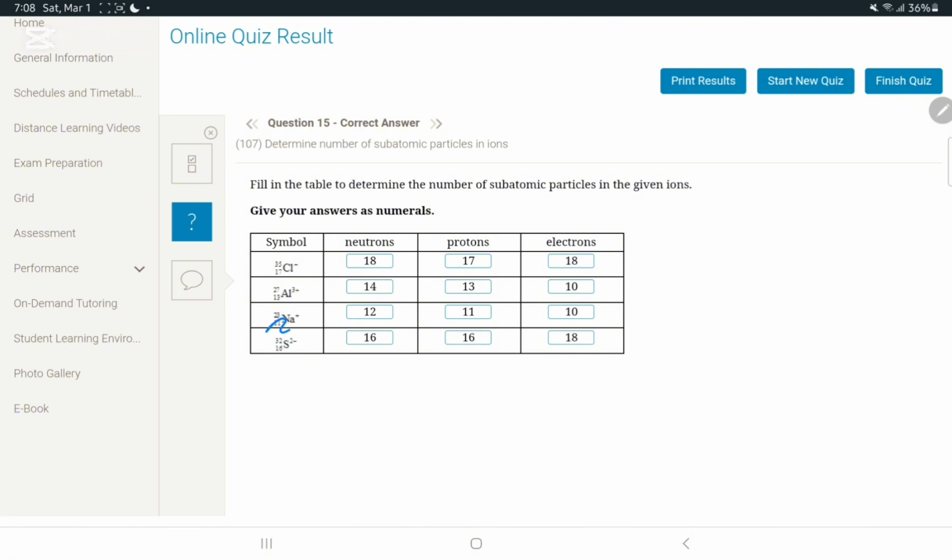And then the neutrons, we said it's 32 minus 16, we get 16. And the protons is just the atomic number, okay? And then here it's gained 2 electrons. 2 minus means it gained 2 electrons. So 16 plus 2 makes it 18.